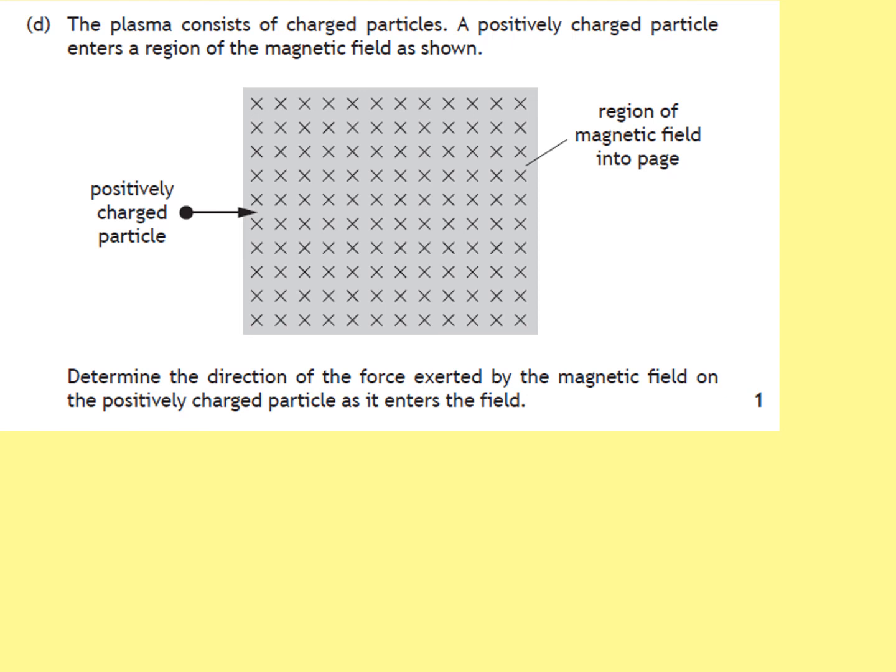We can see from the crosses that the field is going into the page. The positively charged particle is moving to the right. So as you would normally have the left-hand rule, you don't need to do any movement orientation. You should see that the force on that charged particle, your thumb should be pointing up. So we say up the page. Obviously, just the word up or upwards would be accepted there. You would also be allowed to just draw an arrow to show the upwards direction.